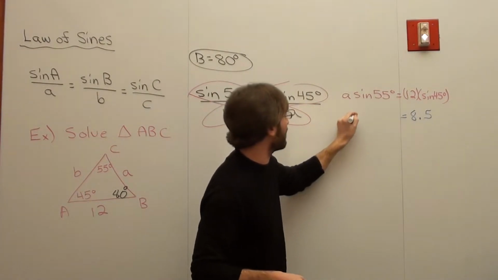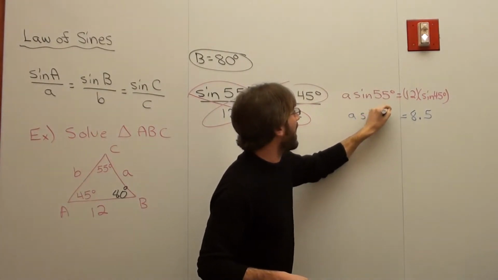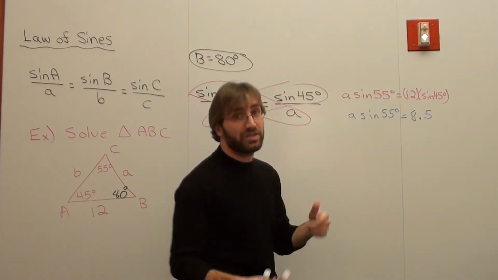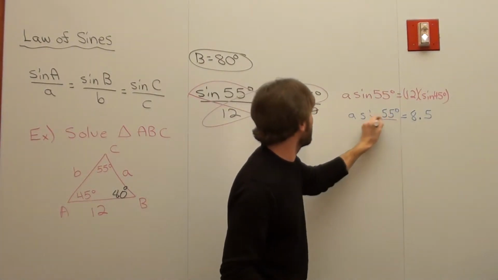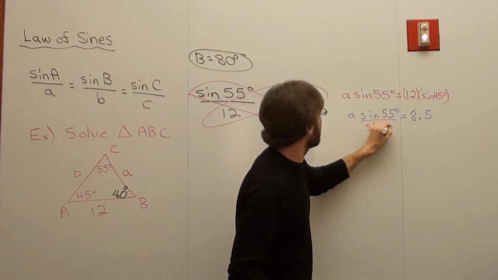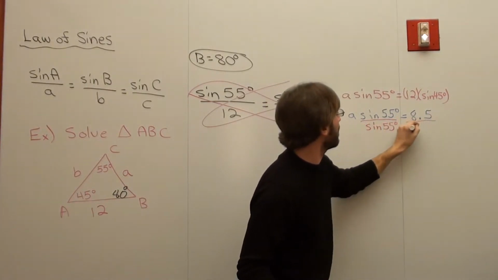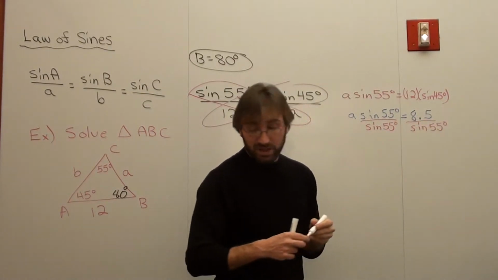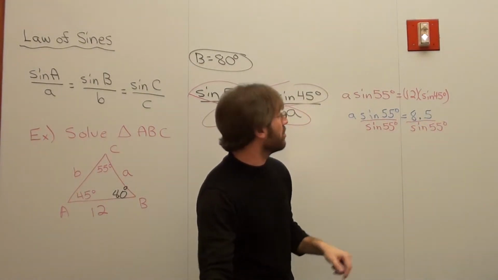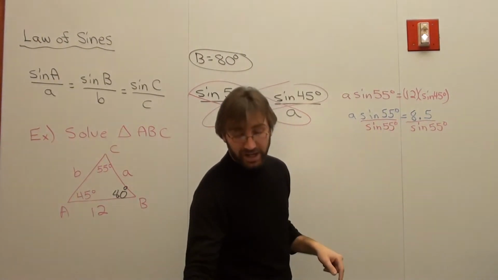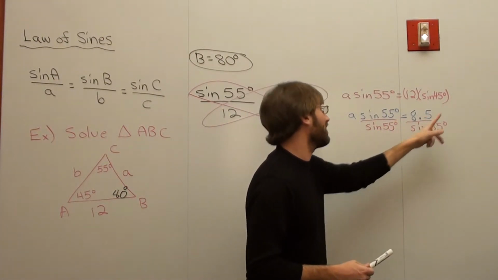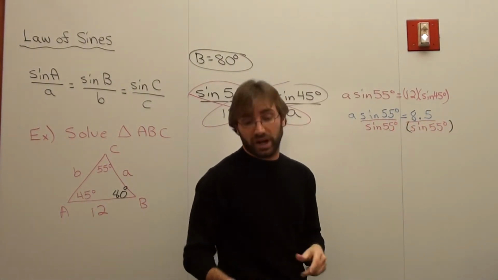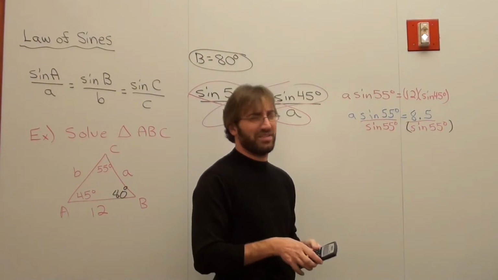Okay, A times the sine of 55 degrees. Now what I have to do is get A by itself. So I divide by the sine of 55 degrees on both sides. What I recommend to my students is you take 8.5 and divide by, and in your calculator, put in parentheses sine of 55 degrees. Make sure that your calculator reads it correctly. Or you could use the save option that students do.